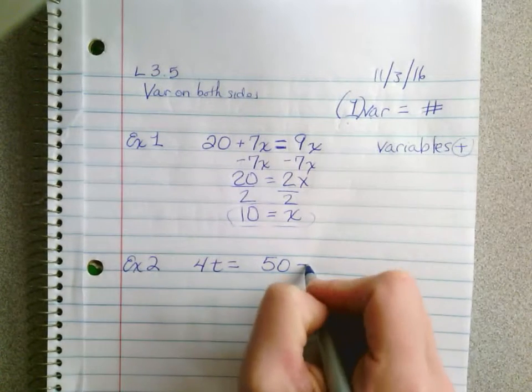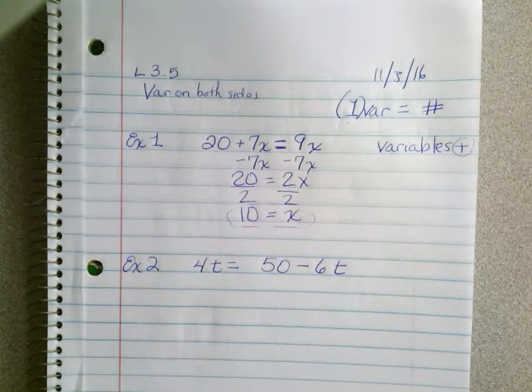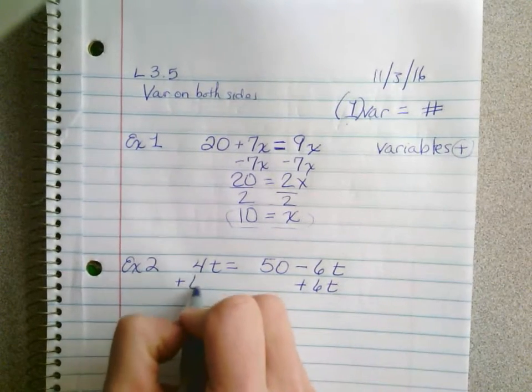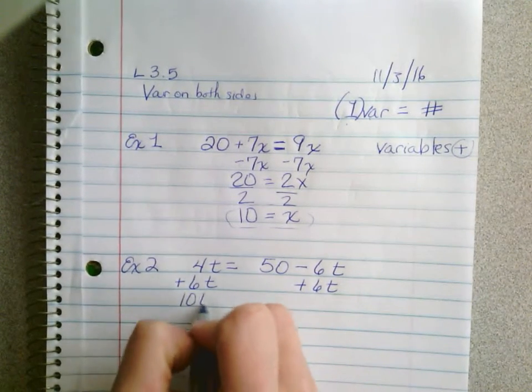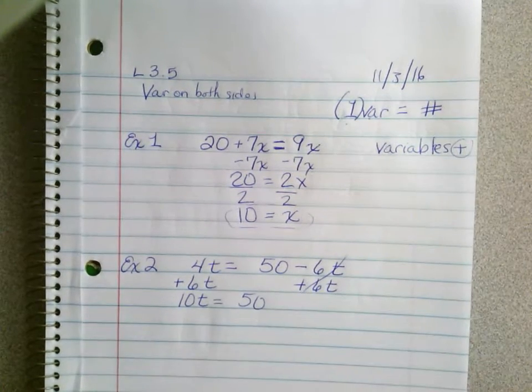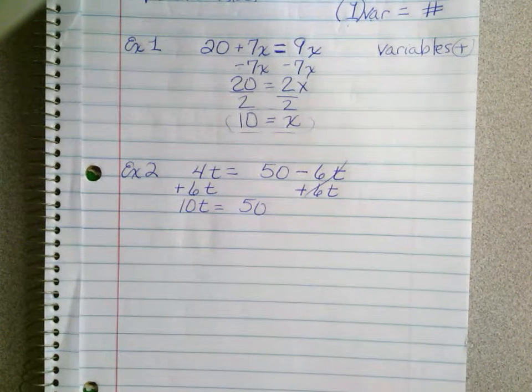Example 2 shows us that even if it's a slightly different configuration, you're still utilizing all of the same steps that you've done in the past. Making a decision how to maneuver stuff around. I'm going to move my t's so that they're all on the left, giving us something that looks like this. I don't want to know what 10 t's is equal to. I want to know what one of them is equal to.